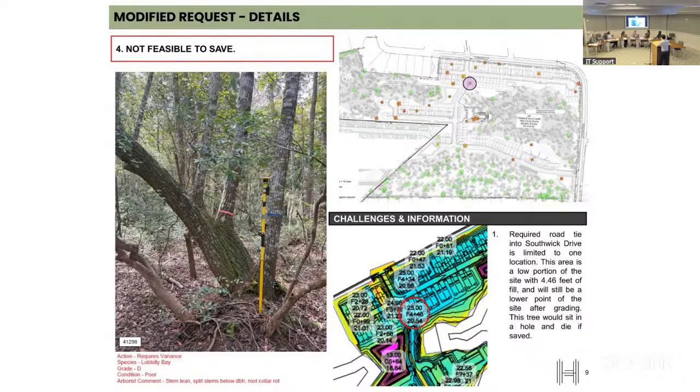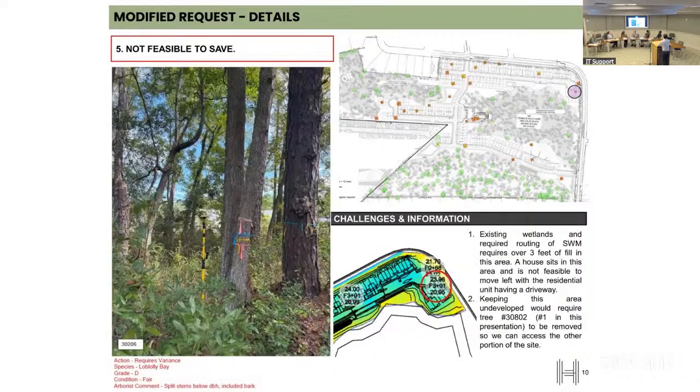And then in the bottom right corner, you can see our cut and fill map. We've got over 4 feet of fill in this area. This is a low portion of the site. And to make all of the grading tie-ins work and to route water to where it needs to go, it's very challenging with 4 feet of fill to save a tree of that nature.